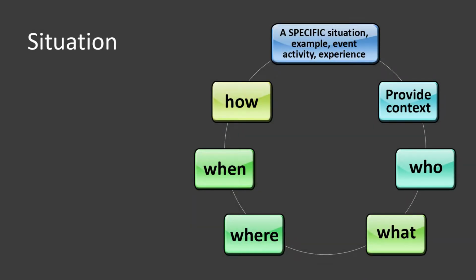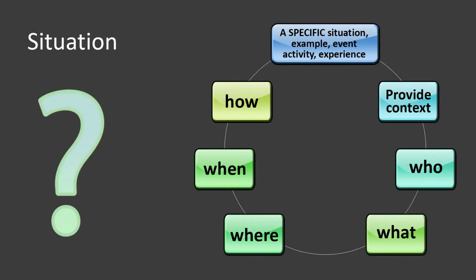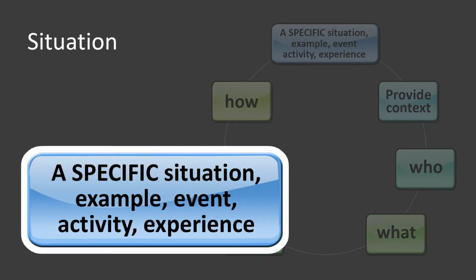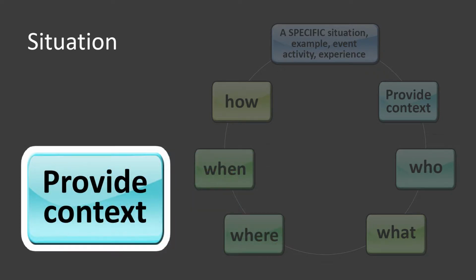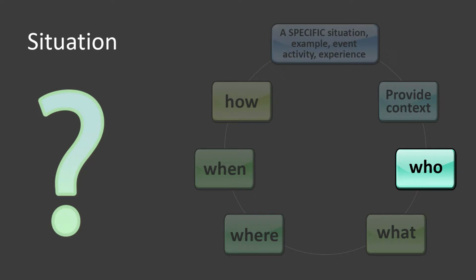When you begin to respond to a question, start with your situation, be specific. Be specific with your example, talk about an event or an activity. Provide context as well. So for instance, I was working at a busy retail outlet on Christmas Eve last year, and we had 5 times the people inside the store than we usually have. Who was there? What was happening? Where did this happen? When did this happen?